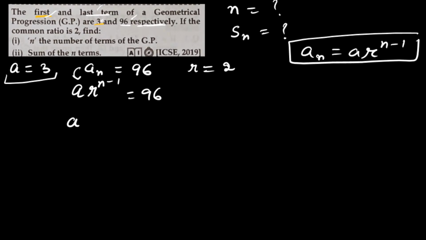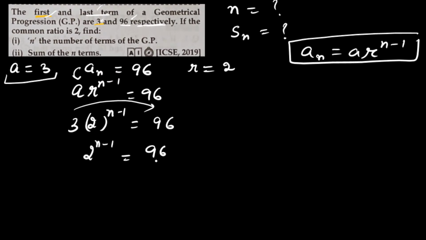Now we know the value of R. R's value is 2 and we also know the value of A. A's value is 3. So I have substituted the values of A and R: 3 into 2 to the power n minus 1 is equal to 96. Let's shift 3 to the other side. Here I am left with 2 to the power n minus 1, so 96 divided by 3. If we shift 3 to this side, it gets divided, as on the other side it was being multiplied. So 2 to the power n minus 1 equals 96 by 3. We can do the cancellation: 3 into 32, so 32.